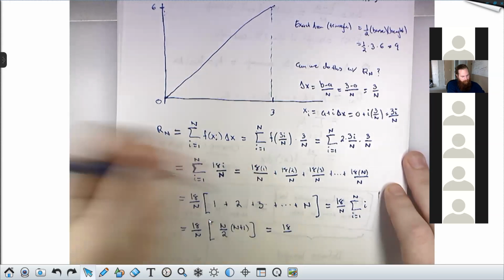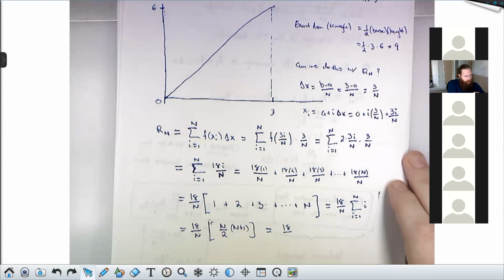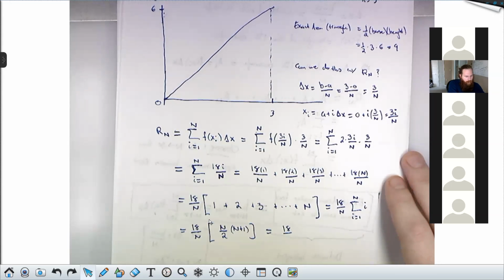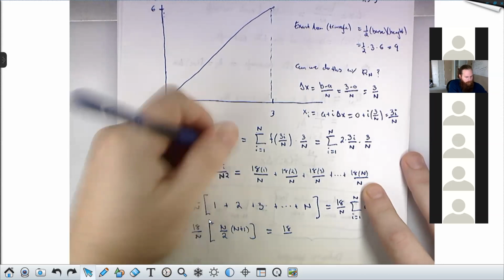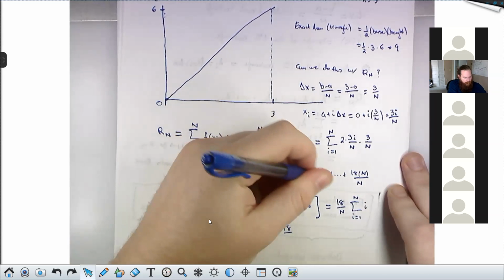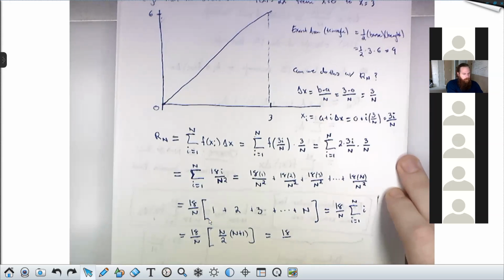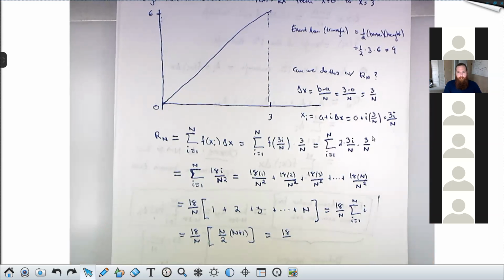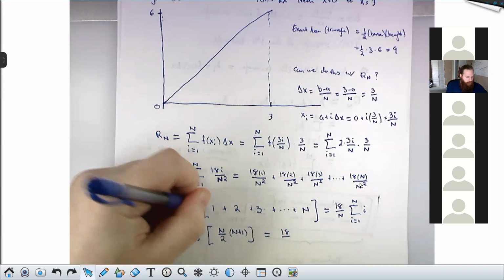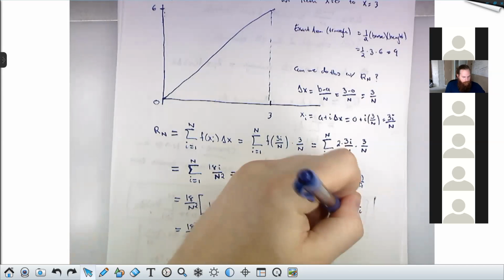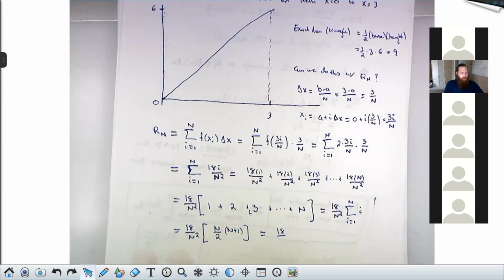So this is 18 over n. Did I do this right? Did I have another n somewhere? Oh, I'm so sorry. This is an n squared. Yeah, we had a 3 over n. So I need to apologize. Back at this step, we had 2 times 3 times i times 3 upstairs. That's 18i. But then downstairs, I had n times n. So these are all n squareds downstairs. So this is an n squared. This is an n squared. This is an n squared. Please take a second and fix that. I'm sorry.